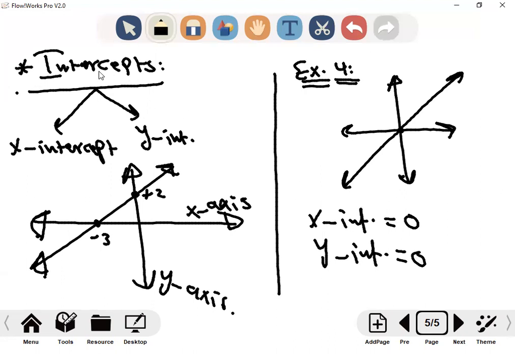What did we say about the intercepts here? Did you understand? The x intercept is where this line intersects with the x axis. The y intercept is where this line intersects with the y axis. Got it? So what's the x intercept here? How much?